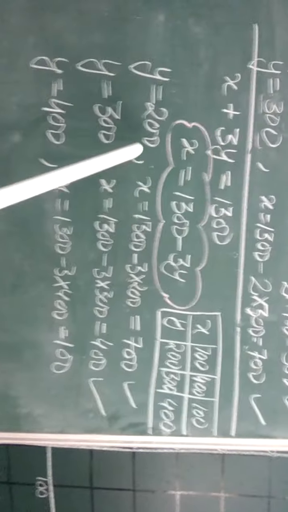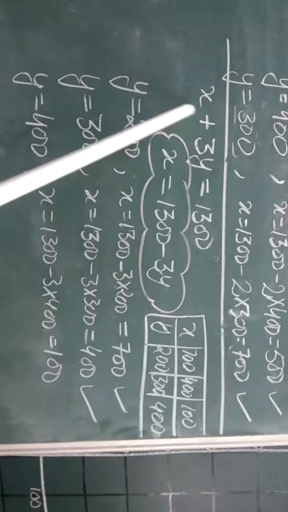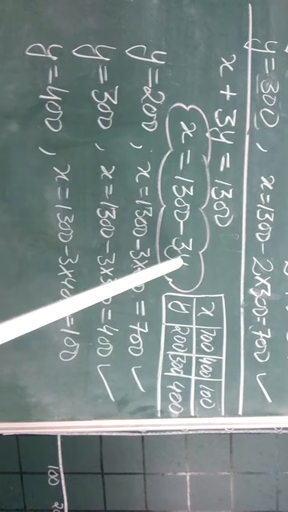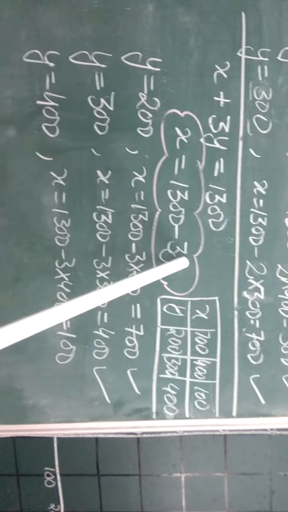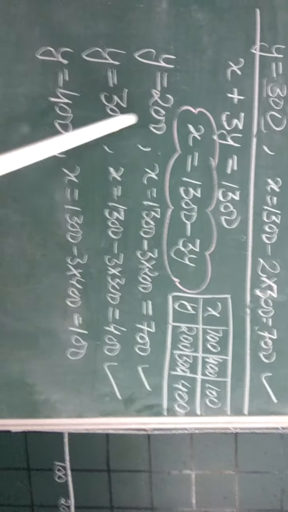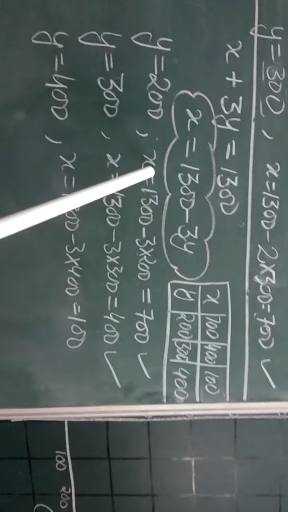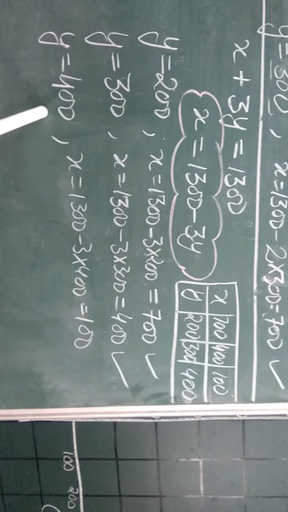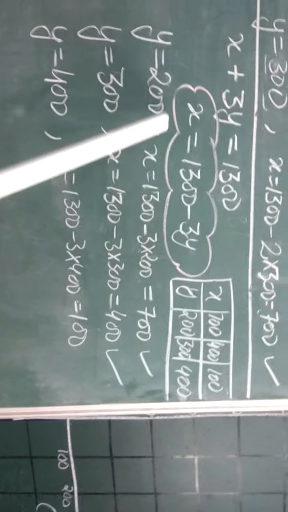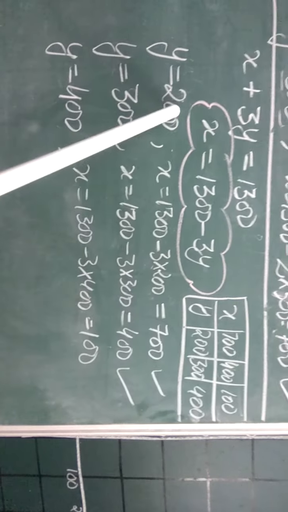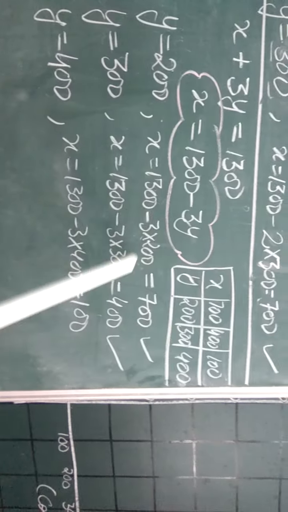Similarly, dear students, for the second equation, we will take 3y to the other side, it will become minus 3y. So by assuming the values of y ourselves, the ball can be of 100 rupees, 200, 300, 400, we can take any value. Whatever value we take, we will solve x for that value.